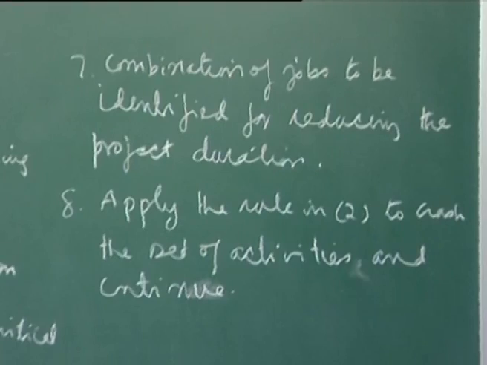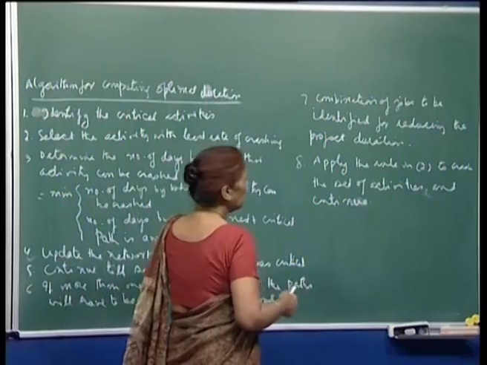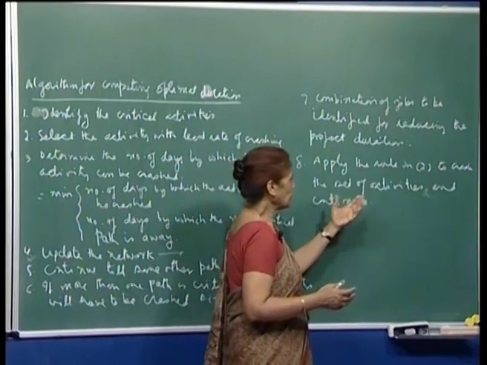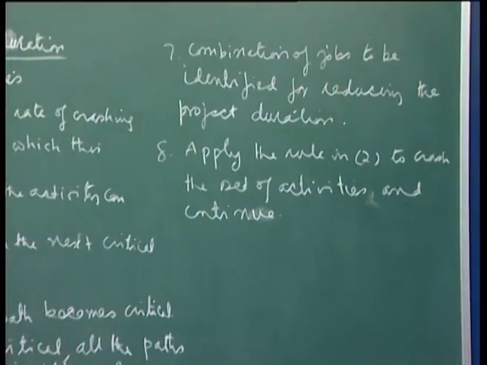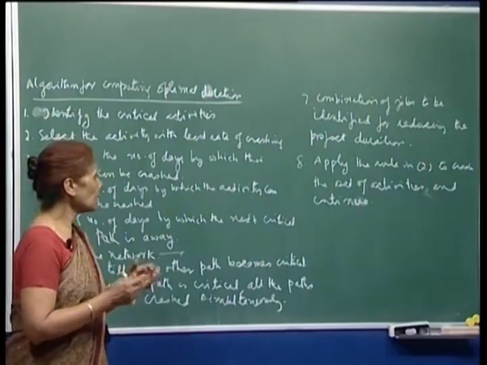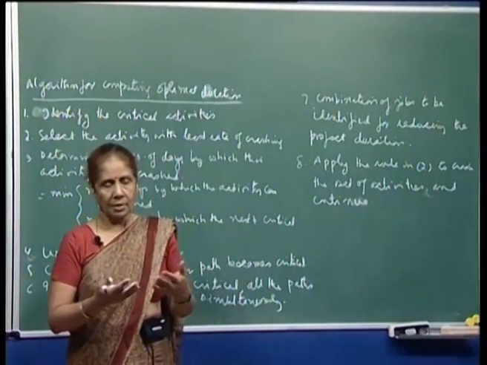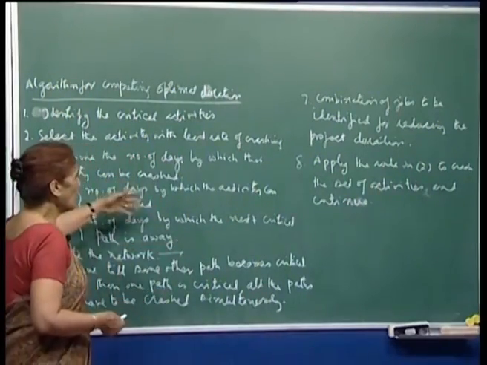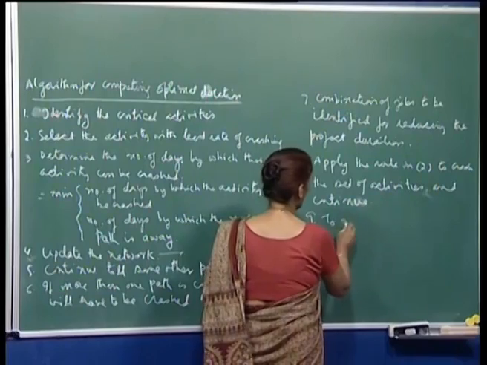Once we do that, again I will apply the same rule that I used here. I will select the set of activities which has the least rate of crashing. You will add up the rates of crashing the activities in a particular combination, and select the one which has the smallest rate of crashing. So, same thing you will continue.